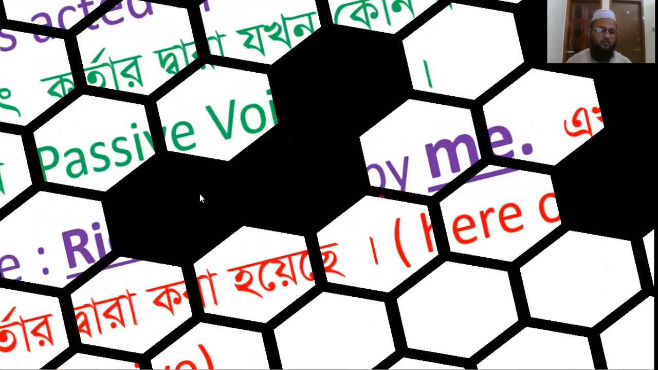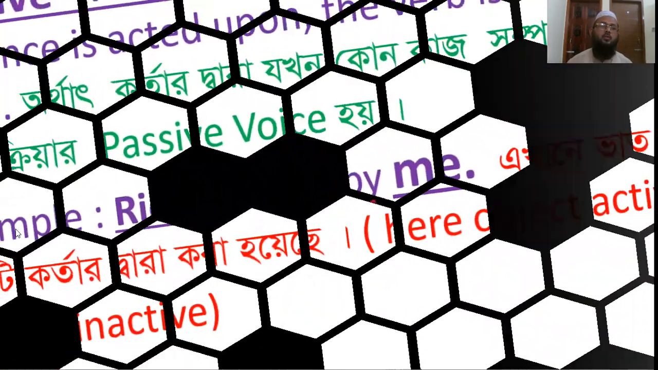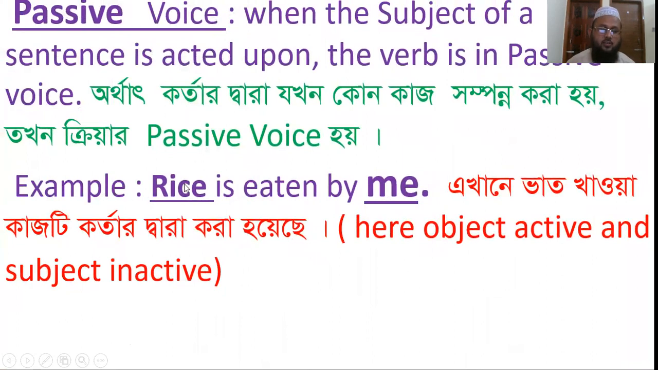Here the word rice is the object and active here, but the subject is inactive here. Object active, subject inactive. This is passive voice.